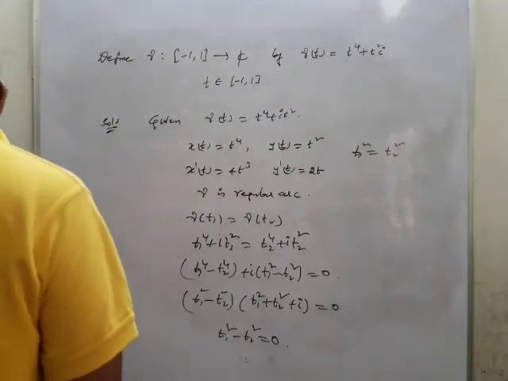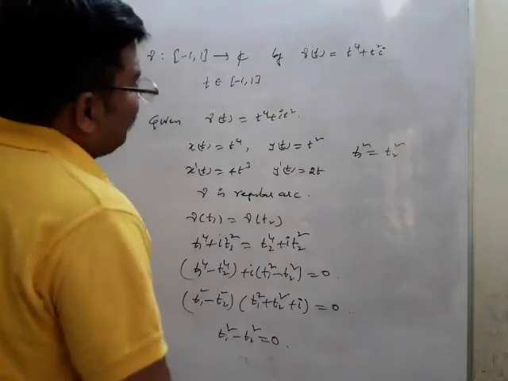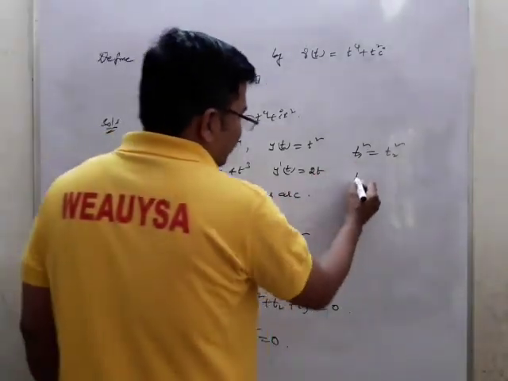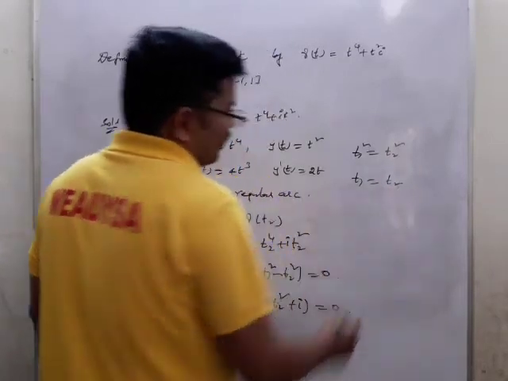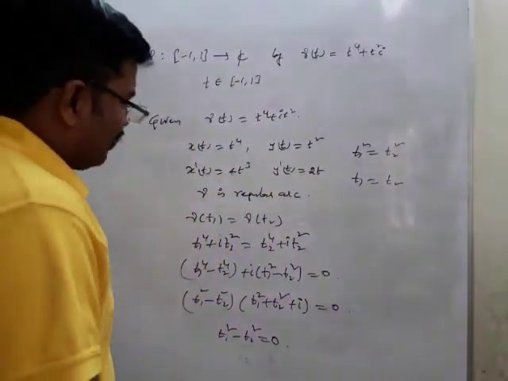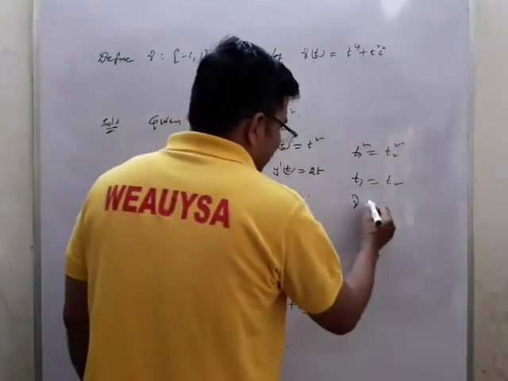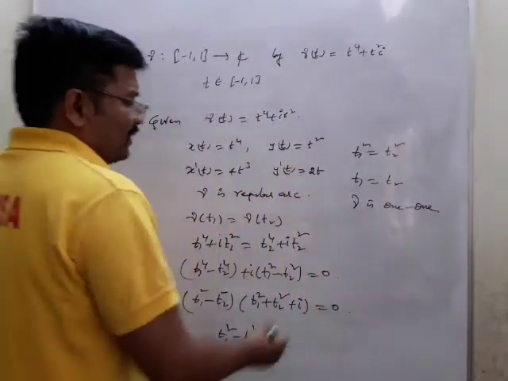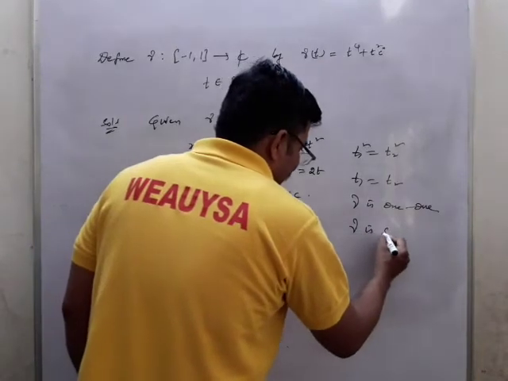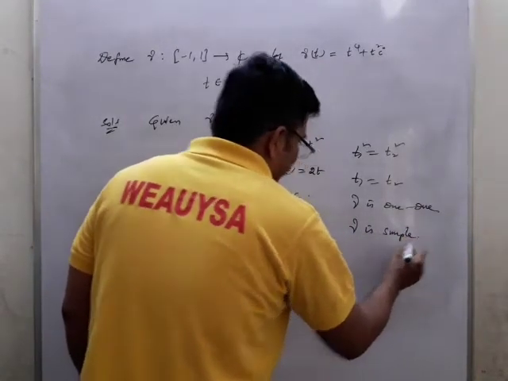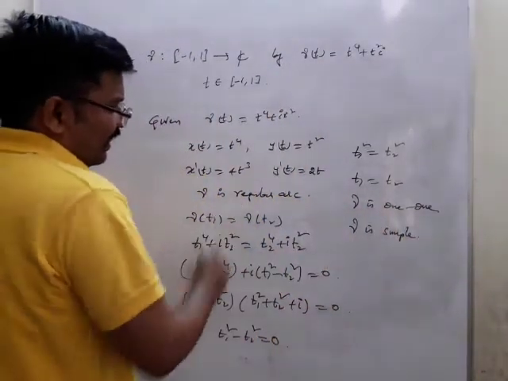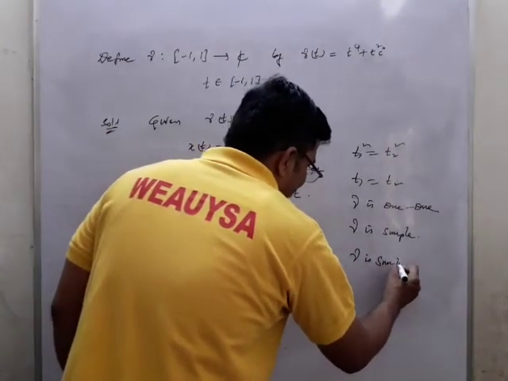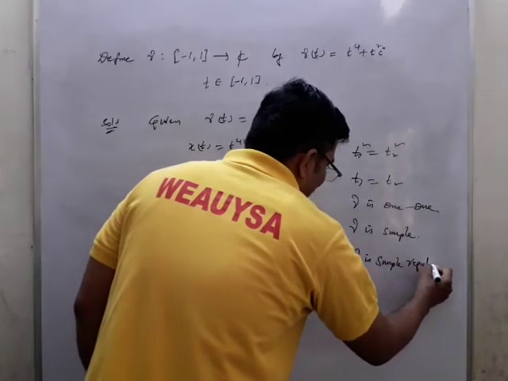So what we can say is that t1 is equal to t2, because both are square roots. Therefore I can say gamma is 1-1. I can say that gamma is simple because gamma is 1-1, and it is a regular arc as given. Therefore gamma is a simple regular arc.